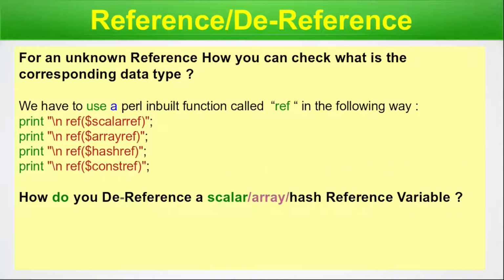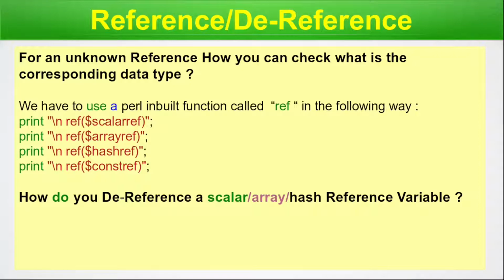This way, if you print any reference using the ref function, it will immediately say what type of reference it is. So you can use this simple method to determine what type of reference is there in the code or is given to you. Now let's move on to the next question.